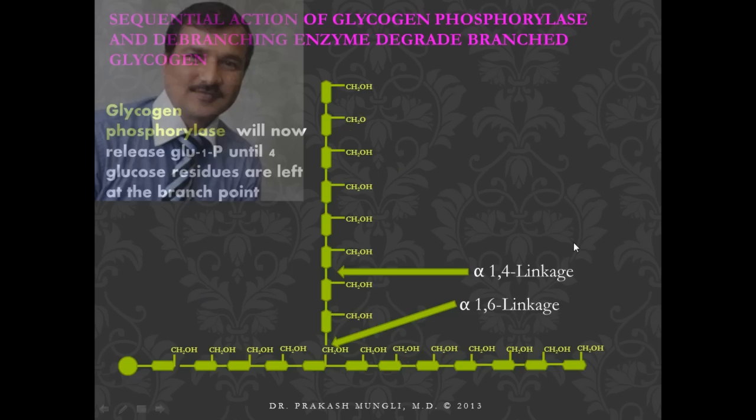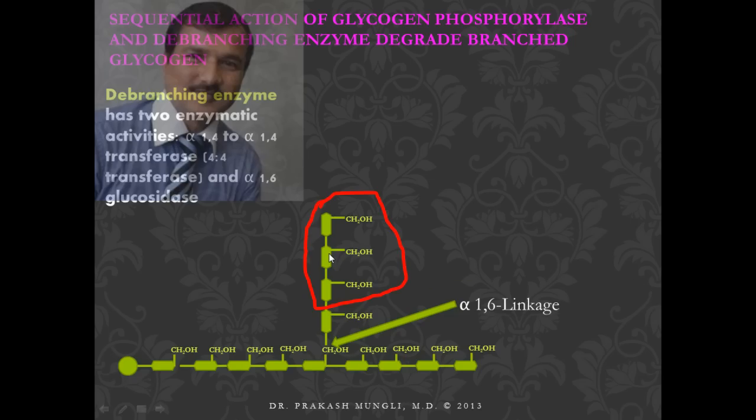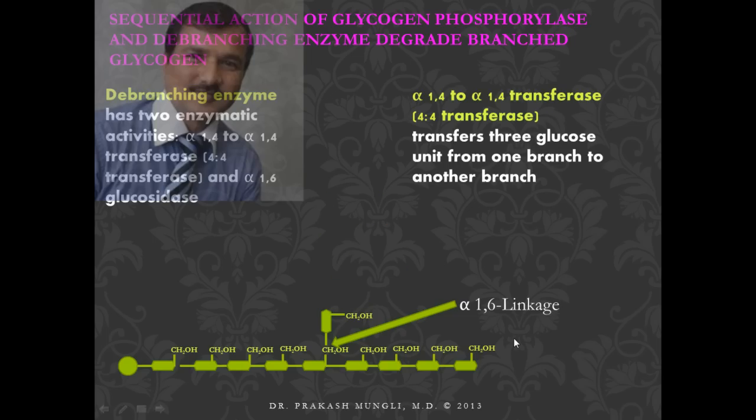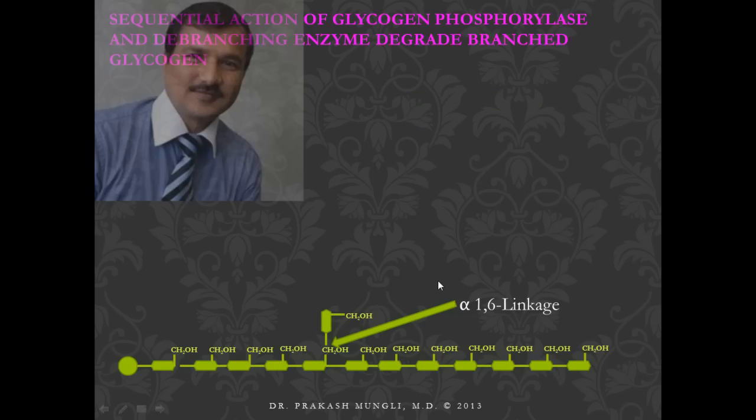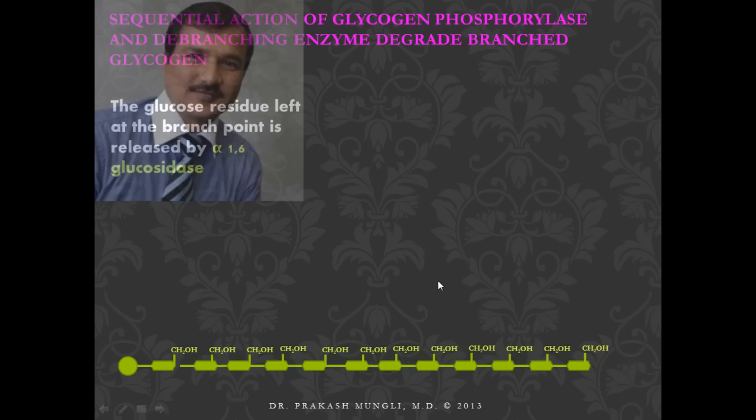Now the glycogen phosphorylase will come in and remove the branches until 4 glucose residues are left at the branch point. Now the 4 glucose residues are present at the branch point. So now these 3 glucose residues are taken out by the debranching enzyme, that is 4,4 transferase, and reattached here. Now the glycogen phosphorylase will come and remove 3 glucose residues from here, and 1,6 glucosidase will come and remove the 1 glucose residue left here at the branch point. So 1,6 glucosidase removes that.